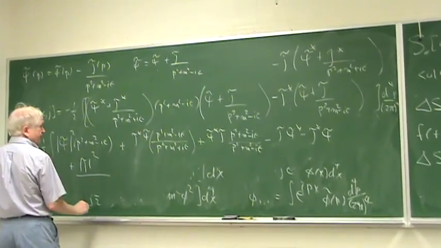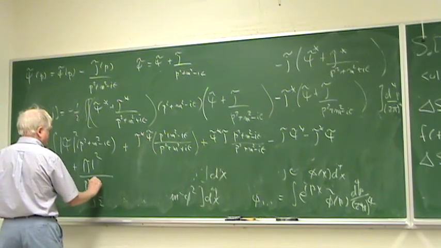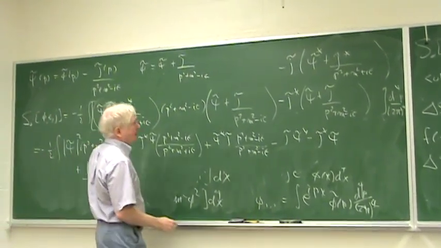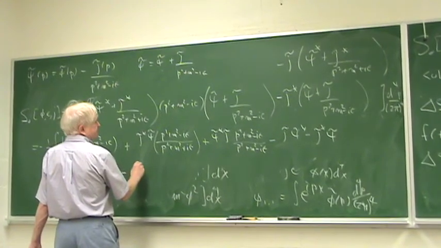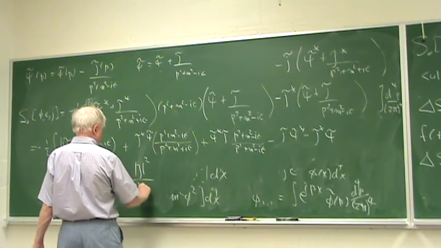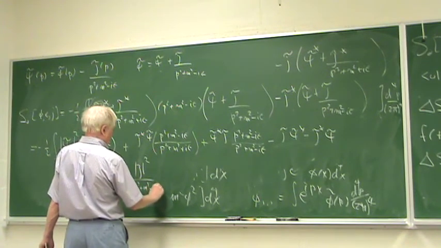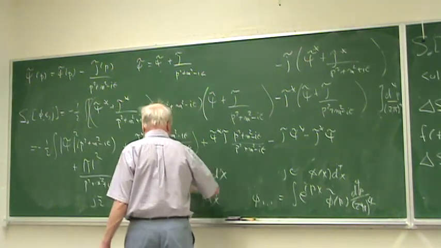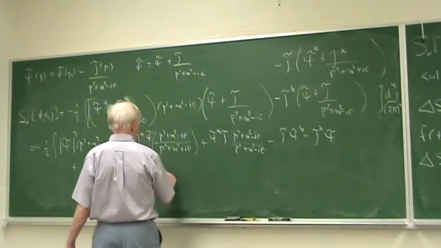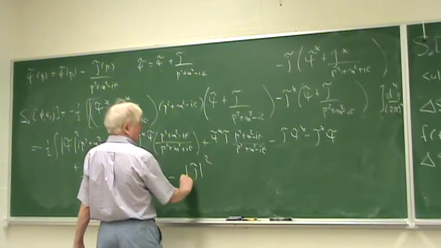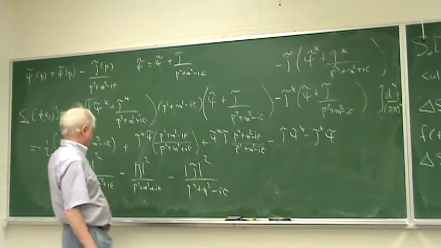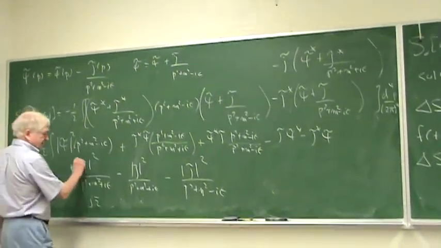Absolute value squared over p squared plus m squared plus i epsilon, and then we have minus J tilde squared over p squared plus m squared plus i epsilon. I hope these are all going to work out. Minus J tilde squared over p squared plus m squared minus i epsilon. And so these two cancel.